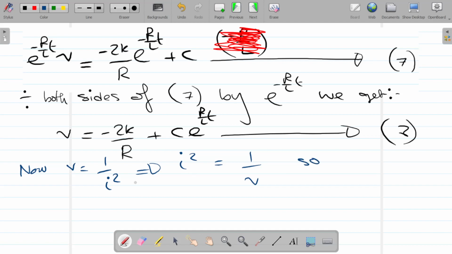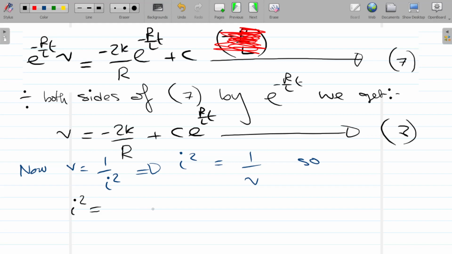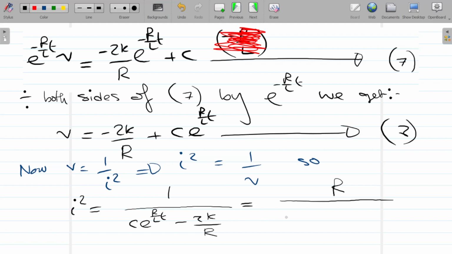So what we have, and let's go back to black, we have I squared equals 1 over, I'm going to write the expression like this, C e to the R over L t minus 2K over R. And before I do anything else, I'm going to multiply top and bottom of this equation by R to get R divided by C R e to the R over L t minus 2K. Right? Now we're almost finished.